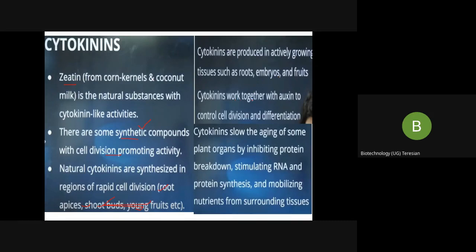Cytokinins work together with auxin to control cell division and differentiation. That is what I mentioned in your previous slide. Cytokinins slow the aging of some plants by inhibiting protein breakdown, stimulating RNA and protein synthesis, and mobilizing the nutrients from the surrounding tissue. These are some of the important functions of the cytokinins. But the first point you have to remember is that it is used for cell division and it is also used for callus development.